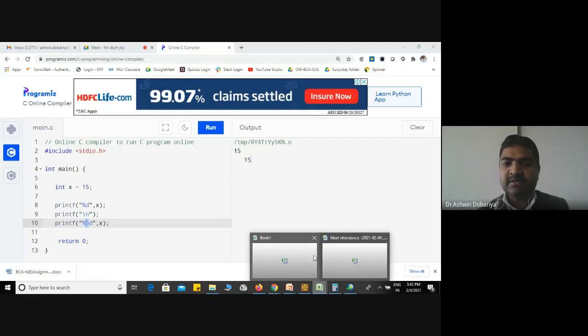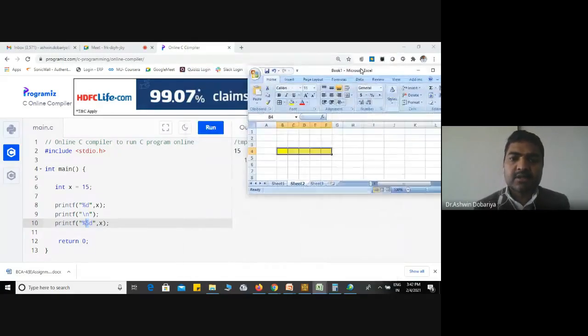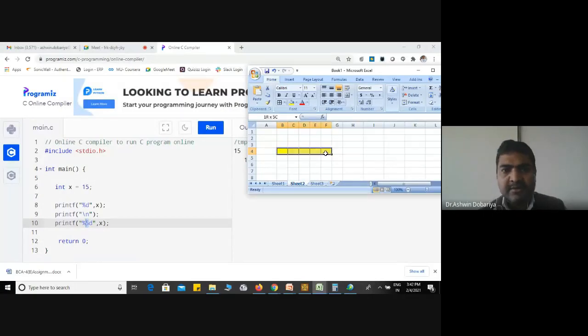Right alignment means, see, the meaning is like that. Total width is 5. Now the data will be displayed at the right hand side. Now, what is the data of x? 15. So what happened? Total width 5. Then out of 5 width, 15 will be displayed at the right hand side. So 2 positions will be taken by 15. So first 3 will be displayed as spaces. I hope all of you understood this.